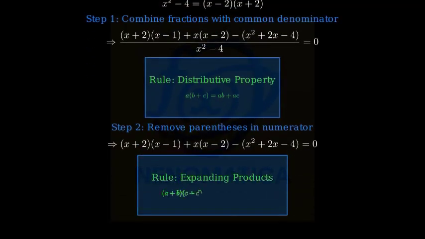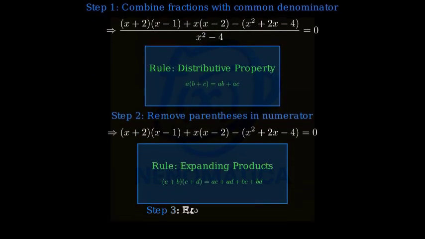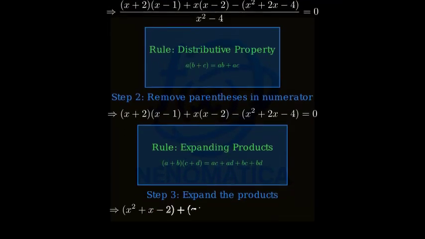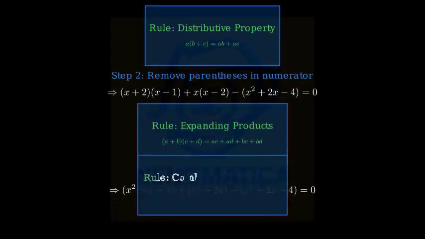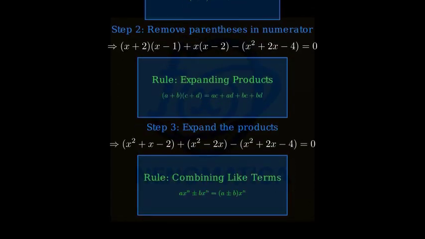Let's expand the expressions in our equation. The first term, x plus 2 times x minus 1, becomes x squared minus x plus 2x minus 2, which simplifies to x squared plus x minus 2. The second term, x times x minus 2, becomes x squared minus 2x. And we're subtracting the third term, x squared plus 2x minus 4. So our equation becomes. Now, let's simplify the expression by combining like terms.